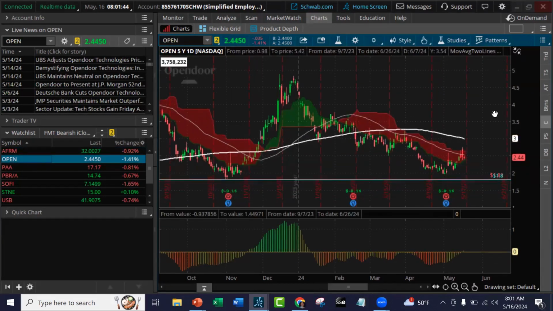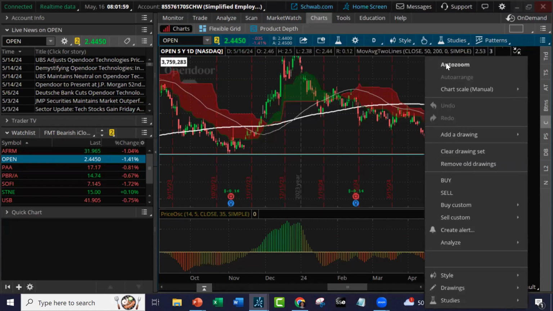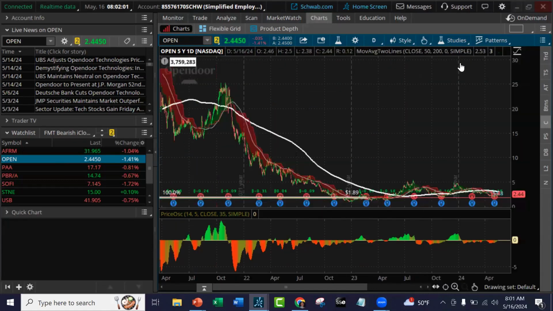This one is open door. That actually looks like a pretty decent one. And what I'm going to do first is step out. It's called auto zoom. There it is. This is the big picture, right? Auto zoom: what's been happening over this year, last year, the year before? I load 5 years worth of data.